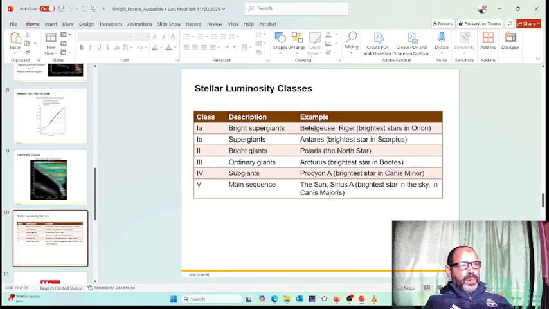Again, this is the stellar luminosity classification. So you have 1A and 1B. Those are the bright supergiants and the supergiants, including Betelgeuse and Antares. And that's from the Scorpius constellation, basically. And then you have Polaris, which is actually a big star, but it appears dim compared to, for example, even some of the main sequence stars, because of the fact that it's super far away, okay? So it's a bright giant, class 2. Class 3 in this case are ordinary giants like Arcturus, okay, which is in Boötes. And then class 4 subgiants, and that includes Procyon A, okay.